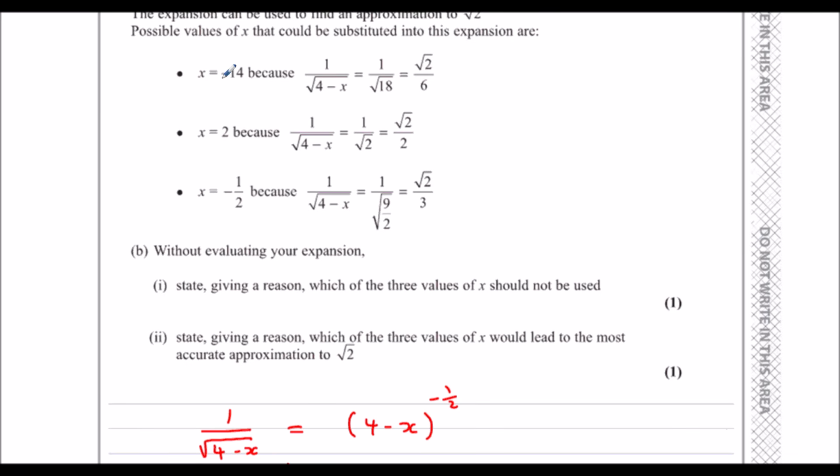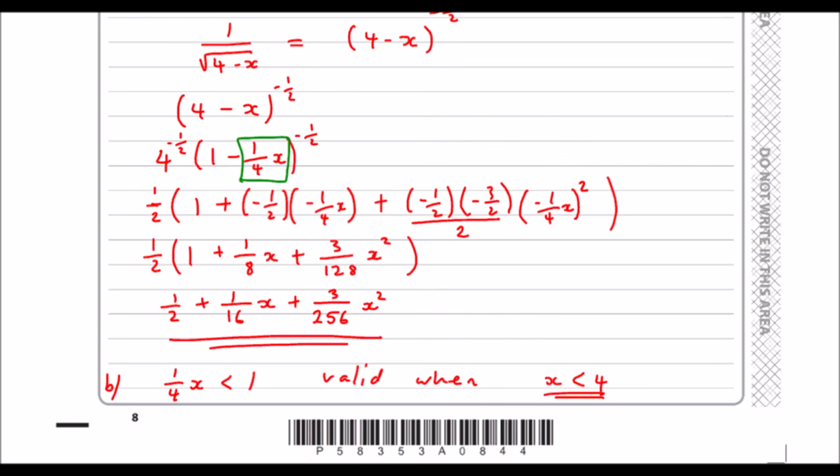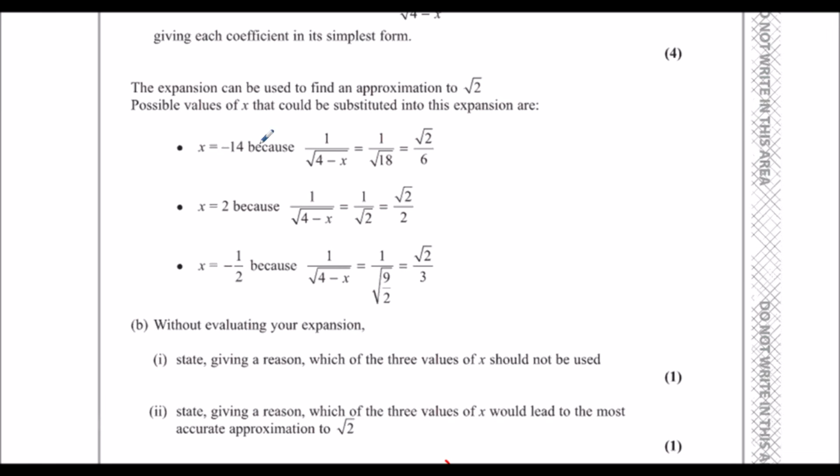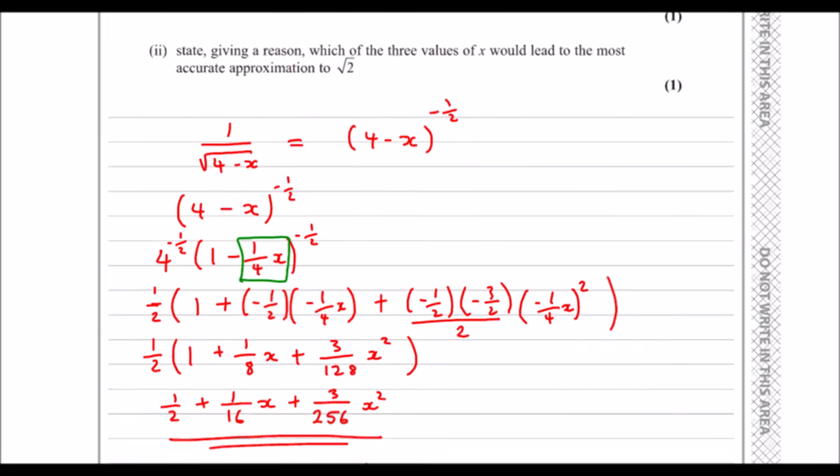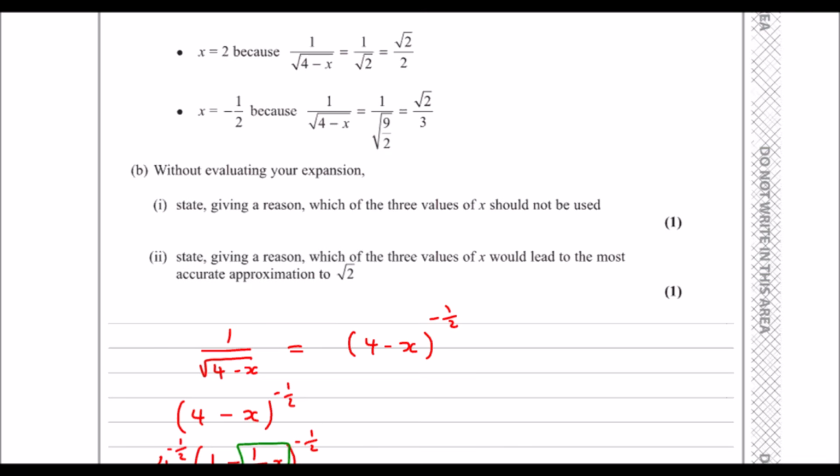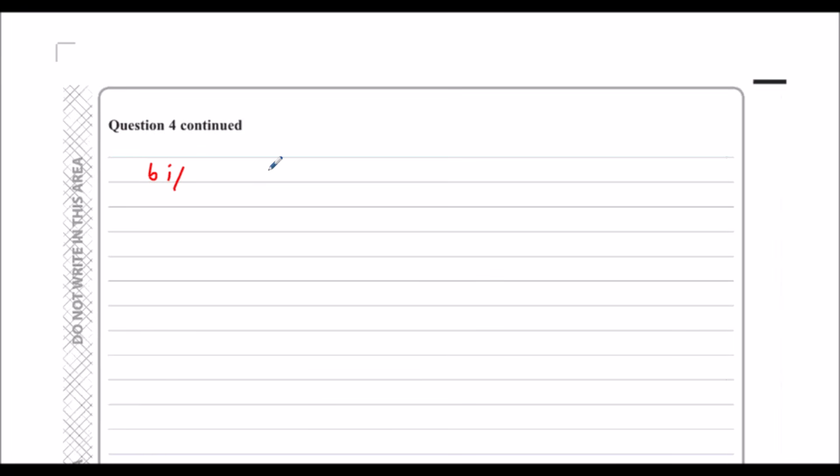So we can't use -14. So the mod of x is less than 4. So we can't use it because 14 is more than 4. So we can't use 14. So part B, point I, -14, as the expansion is valid when mod x is less than 4.